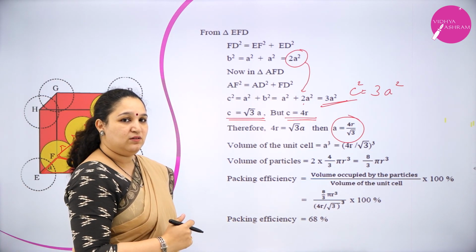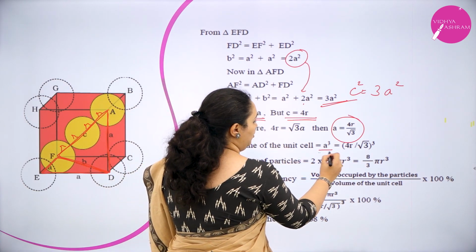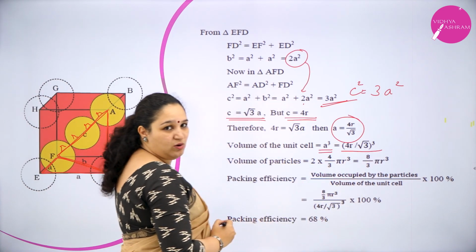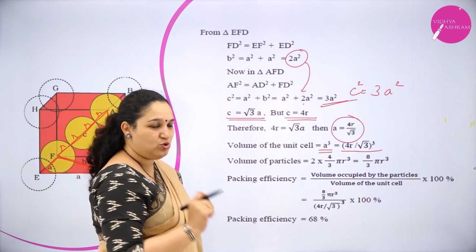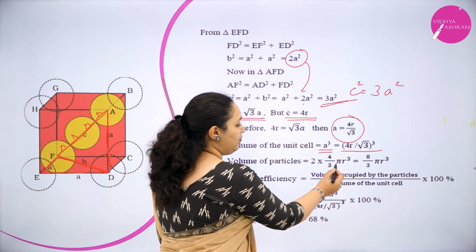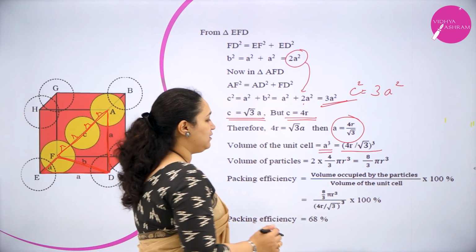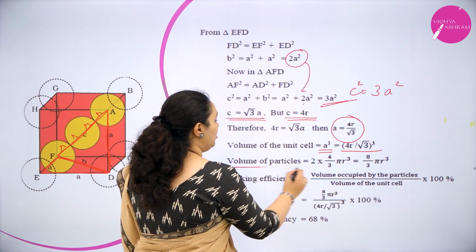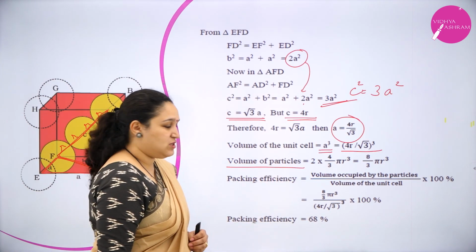Now I will go back to my same steps. Volume of the unit cell is A cube. What is A? 4R by root 3. 4R by root 3 whole cube. Next, volume of the particles. In BCC how many particles? 2 particles. So 2 into 4 by 3 pi r cube, because we are considering the atom to be a sphere. So 8 by 3 pi r cube is the volume of the particles. Now substitute in the packing efficiency formula.